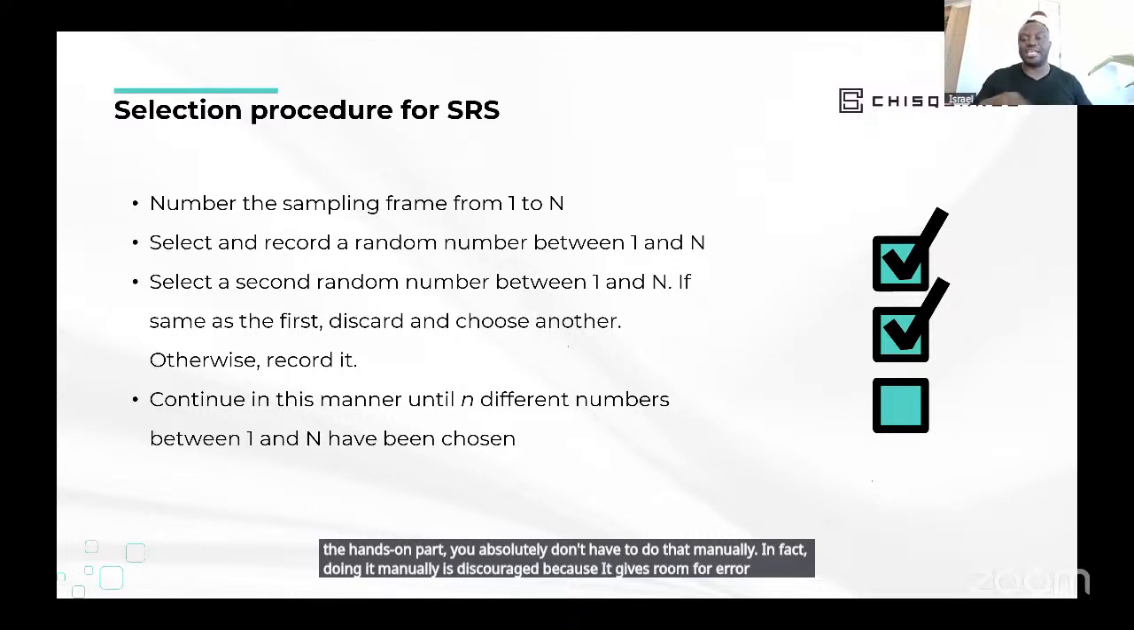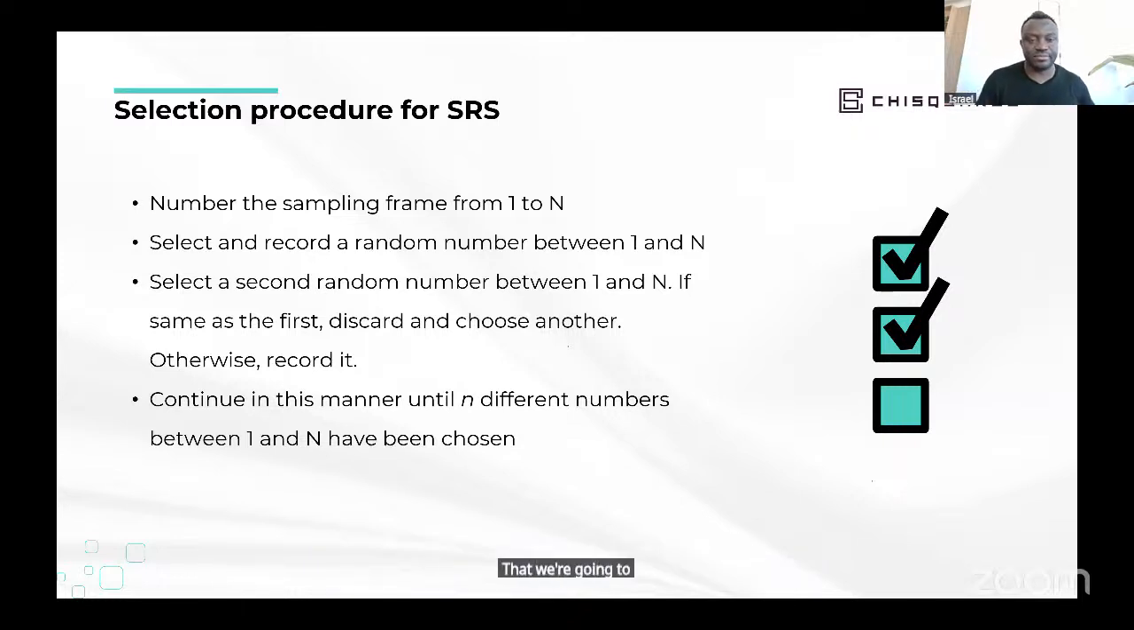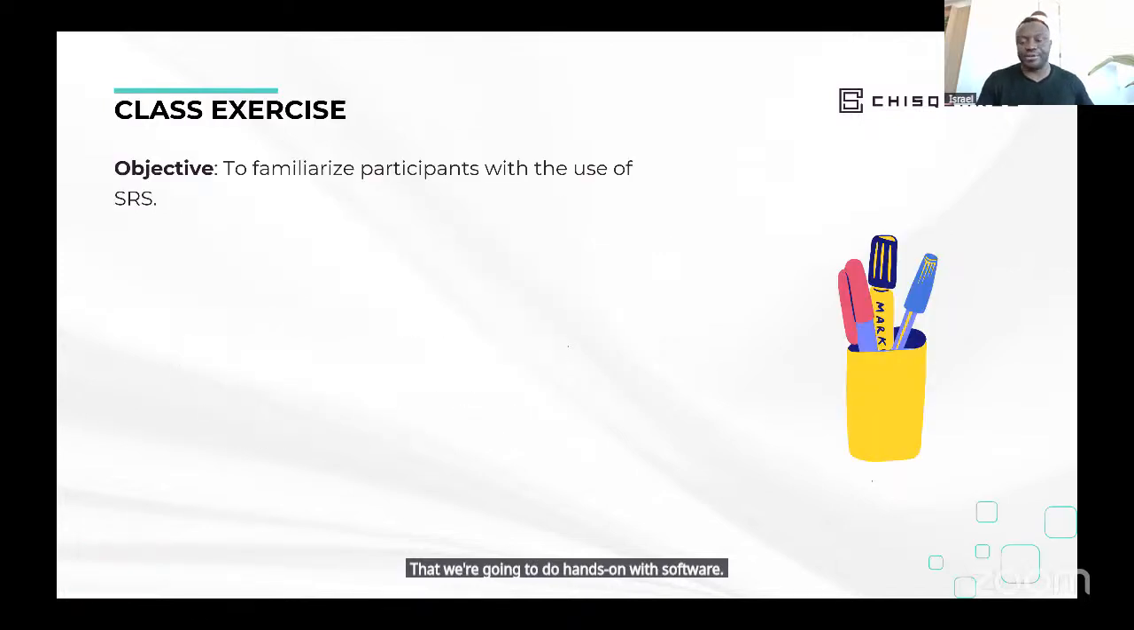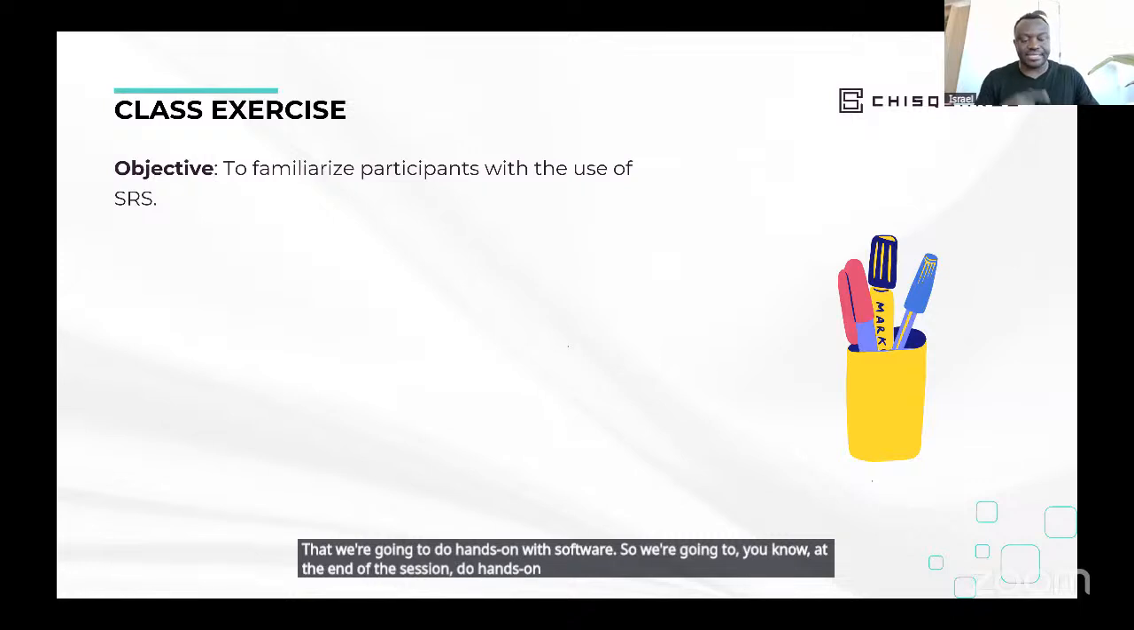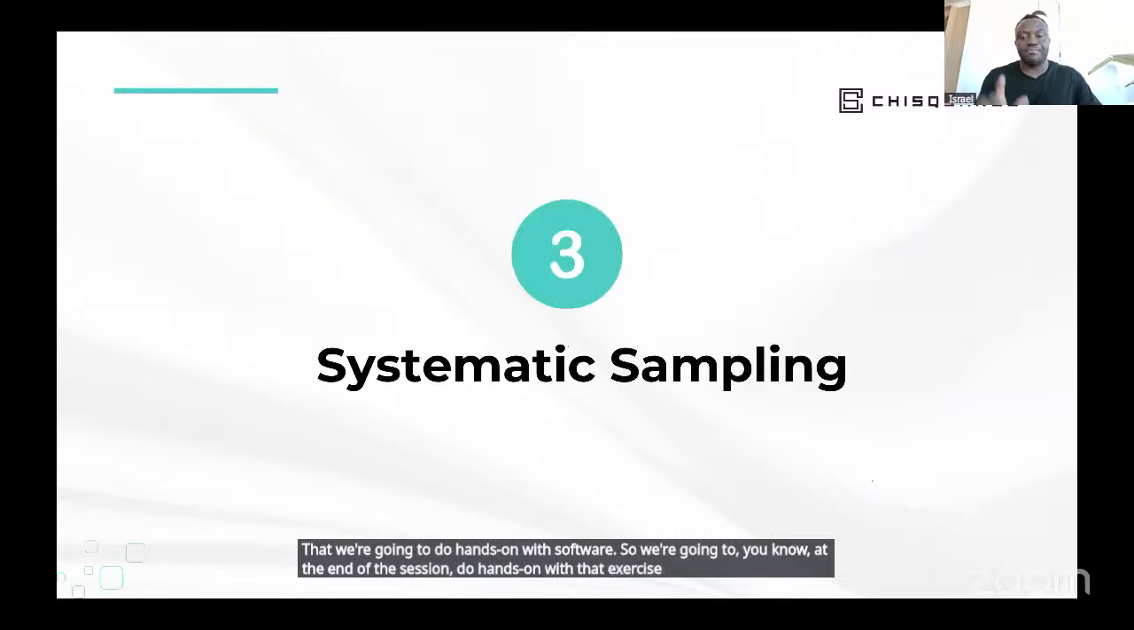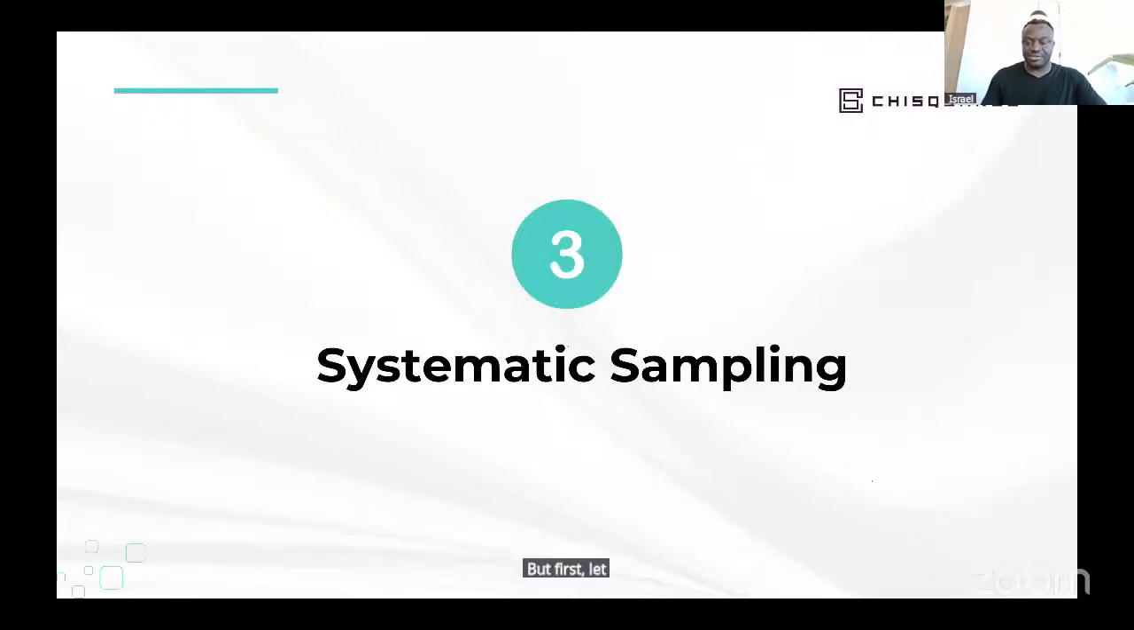So we're going to explain the conceptual elements as part of our series, and at the end of the session, we'll do hands-on work with software on that exercise so that we can see how it's done. But first, let me explain systematic sampling so that we can build on that and then do the two of them at the same time.